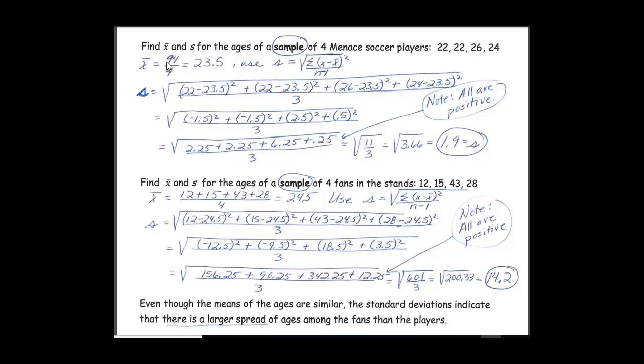Okay, so as far as the sample mean, we're going to be adding each of those values to get a total of 94 and dividing by the number of values that we have, which is 4. That is going to give us an average of 23.5. So the average of these ages is 23.5 years of age.